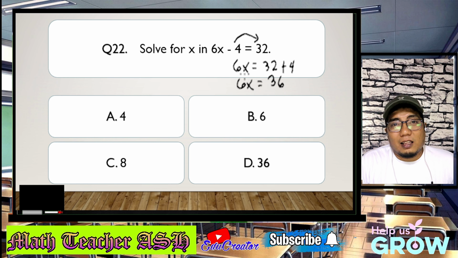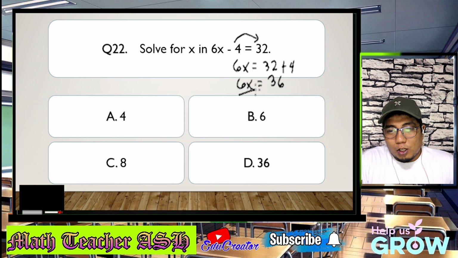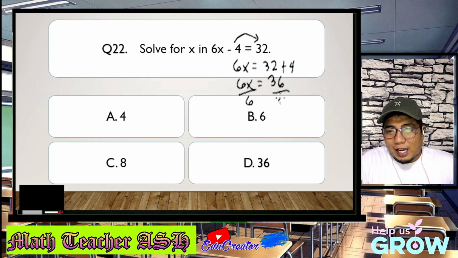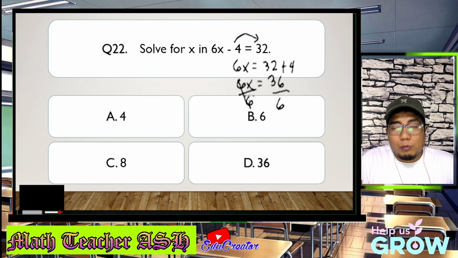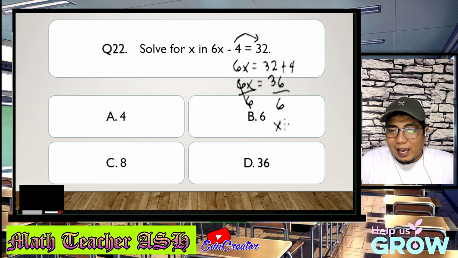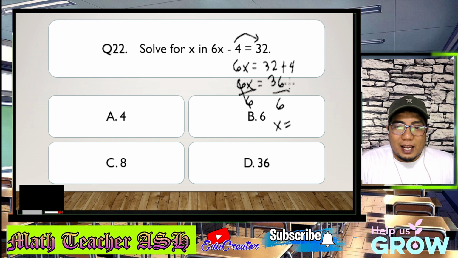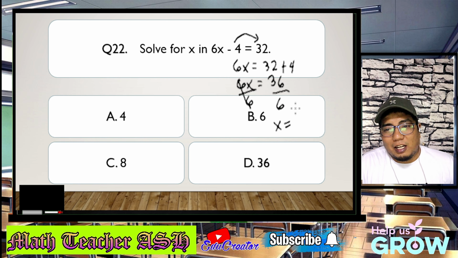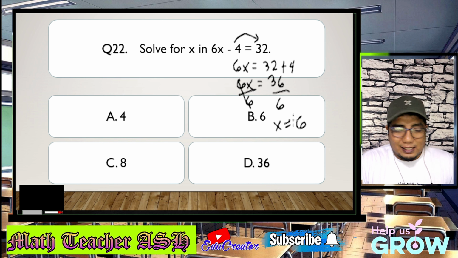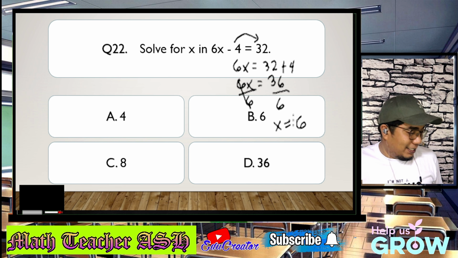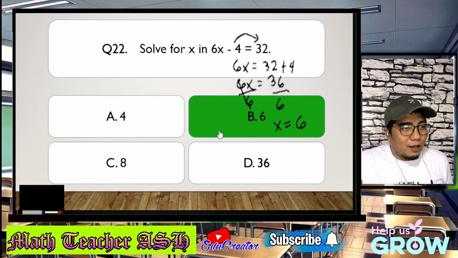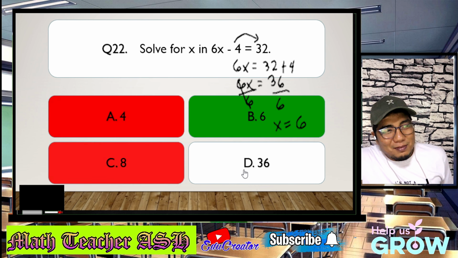Now, this is not yet the final answer because our x here has a number beside it. So we need to divide both sides by 6 in order for the 6 to be canceled. Then you only have your x on the left side, and 36 divided by 6 is 6. So the final answer is 6. Let's check whether we are correct. Easy, right? Very easy, my dear math learners.